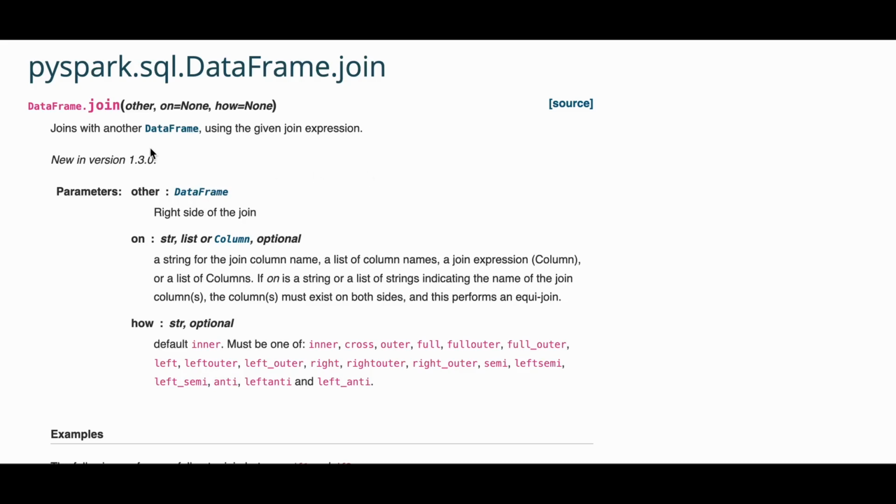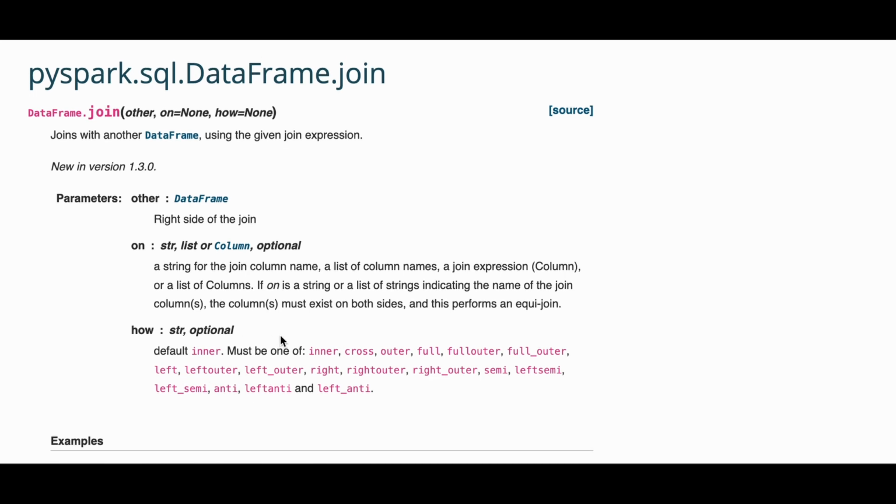I'm just going to check how data frames are being joined in PySpark. There are multiple types like left, right, inner, cross, full, but there are some additional ones like left anti and left semi joins. So we are going to explore these and see how to write them.